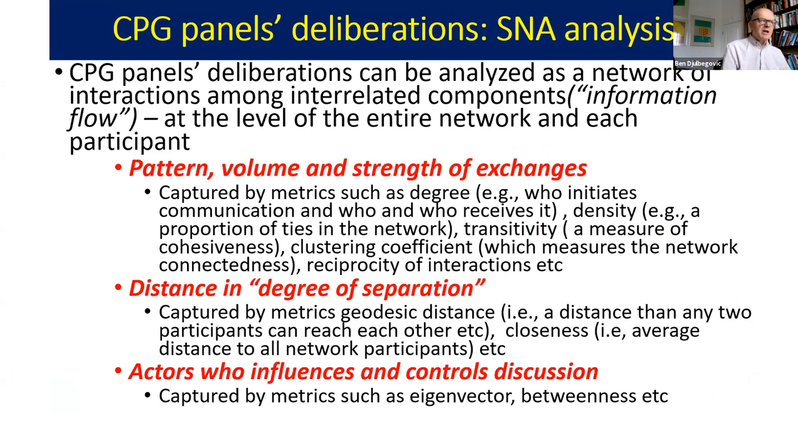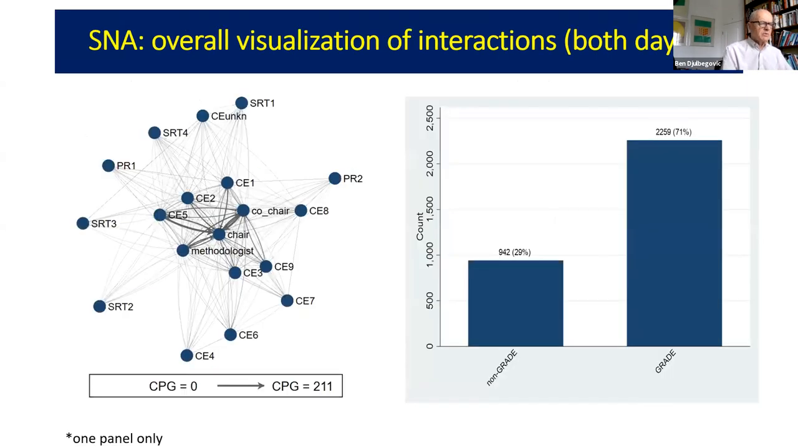When we talk about social network analysis, again, the way we use its premises is to understand information flow. We delve a little bit more into the pattern, the volume and strength of exchange: who talks to whom, how people reciprocate in their discussions, who controls information more, and how far everybody is, like the six degrees of separation that came from social network analysis. What is the degree of separation of each panelist from the center of discussions? And who are the actors who influence and control information? Again, there are a number of metrics that can be used quantitatively to express that, and I'll briefly go over some of those.